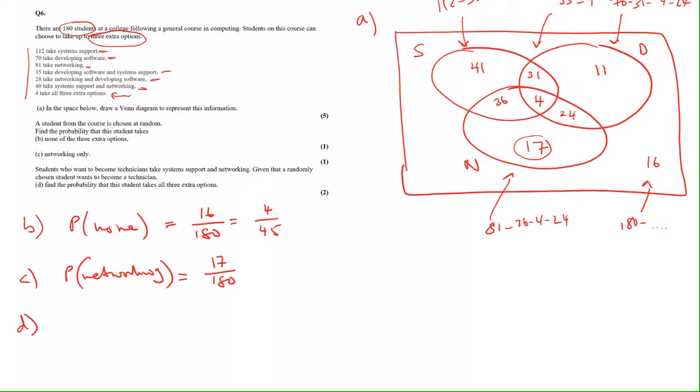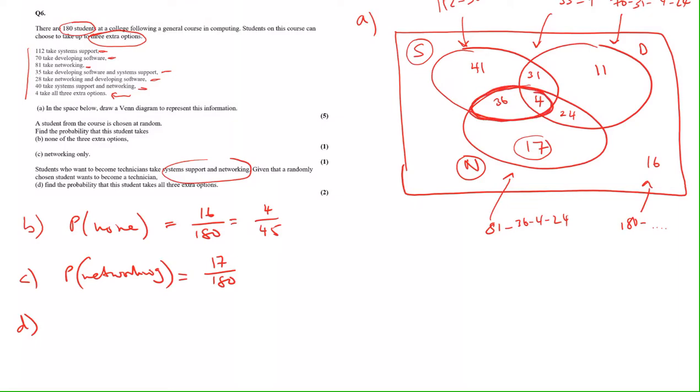And part D says students who want to become technicians take system support and networking, so they need to be in S and N. Given that a randomly chosen student wants to become a technician, find the probability that this student takes all 3 options. So we're now down to these number of people.